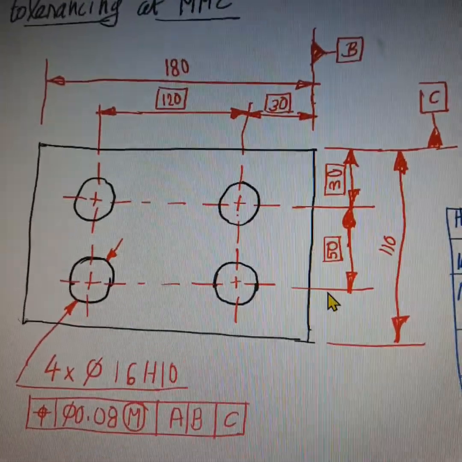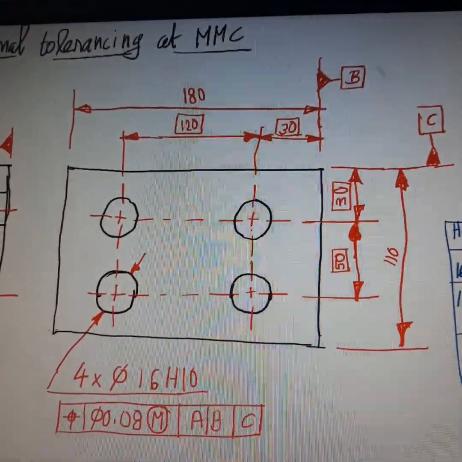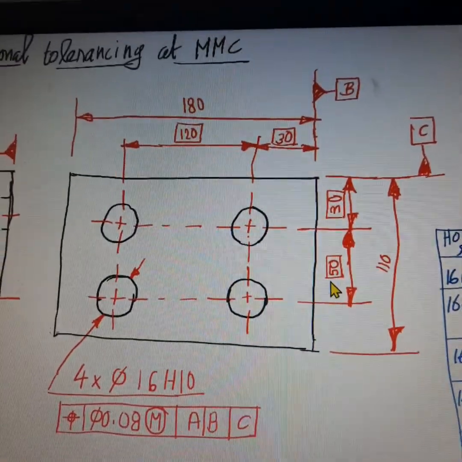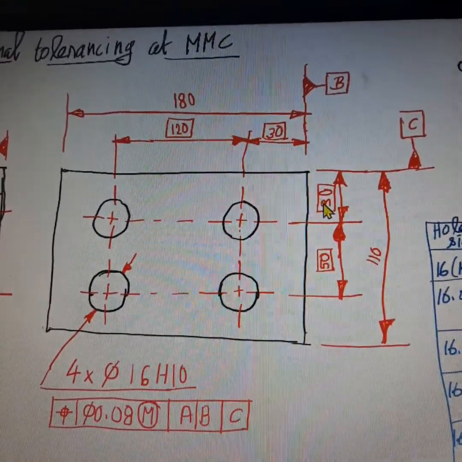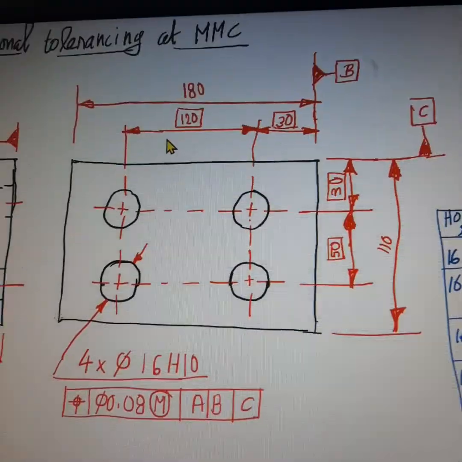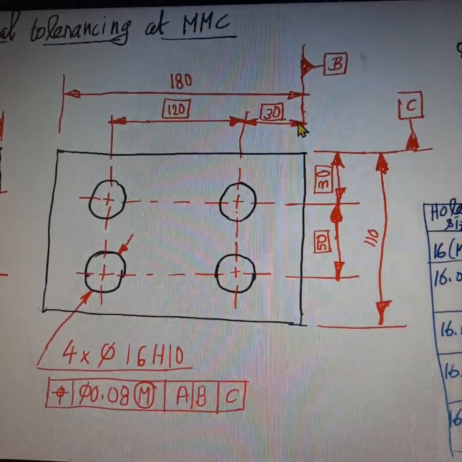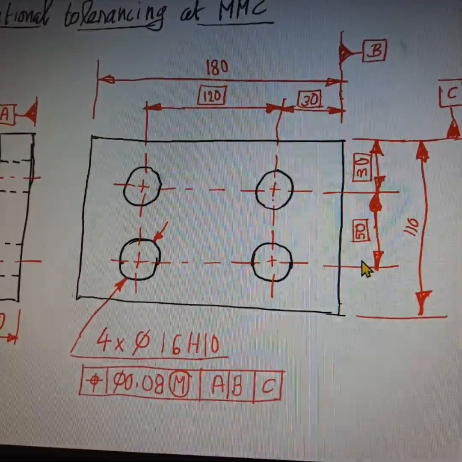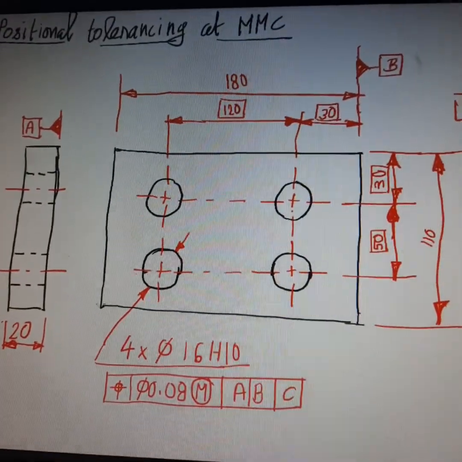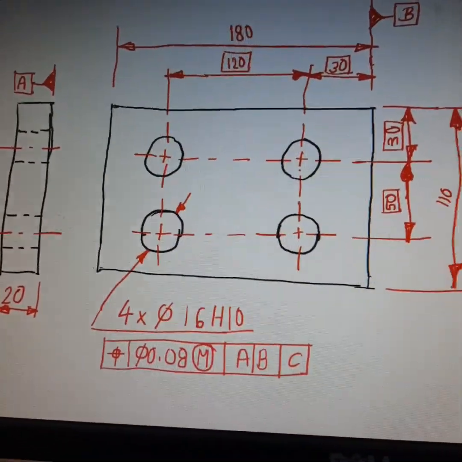So any dimension which are meant for locating the tolerance zone are put inside the boxes. So the box dimensions are basic. So these box dimensions are used to locate the tolerance zone within which the axis of the hole can lie anywhere.